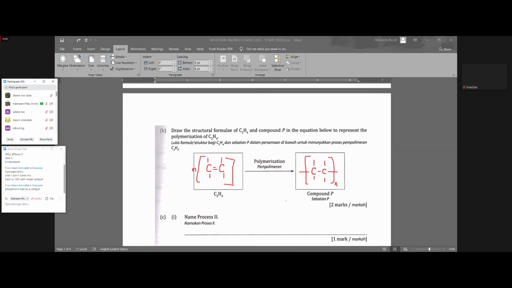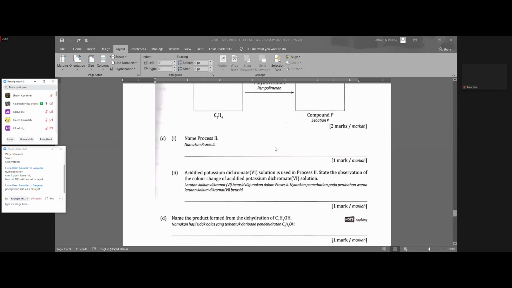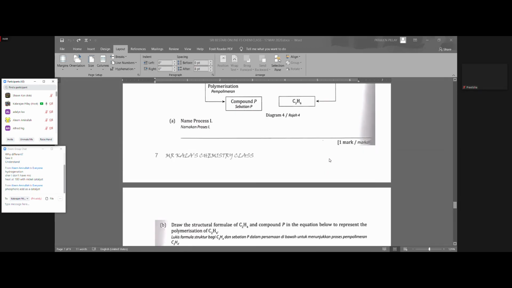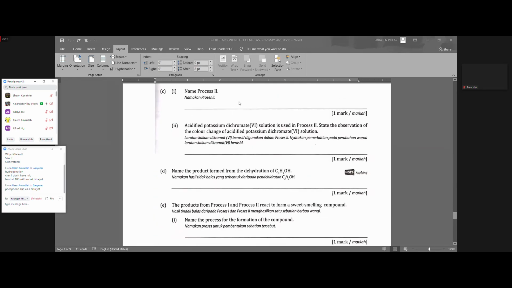Okay, name process 2. Draw it first quickly. Don't forget your H. This one they can ask, explain. Okay, I continue. Name process. What's the next thing? Process 2 will be oxidation. Write down first. Process 2 is oxidation. A very famous one. Oxidation was the color change, orange to green.